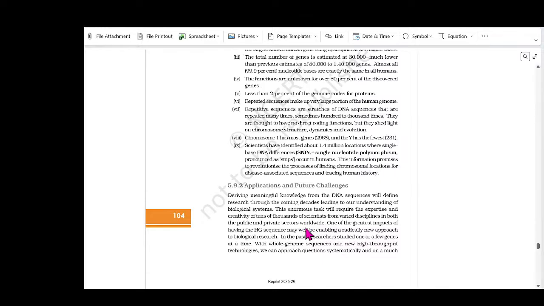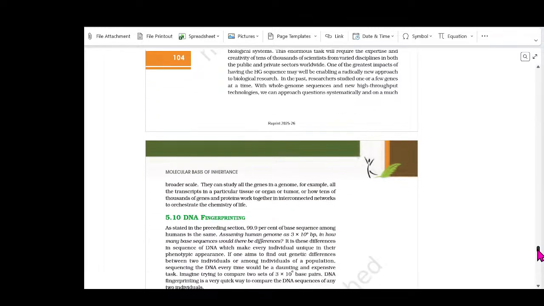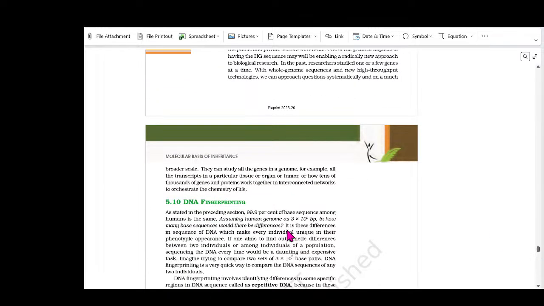One of the greatest impacts of having the HGP sequence may well be enabling a radically new approach to biological research. In the past, researchers studied one or a few genes at a time. With whole genome sequences and new high throughput technologies, we can approach questions systematically and on a much broader scale. They can study all the genes in a genome, for example, all the transcripts in a particular tissue or organ or tumor, or how tens of thousands of genes and proteins work together in interconnected networks to orchestrate the chemistry of life.